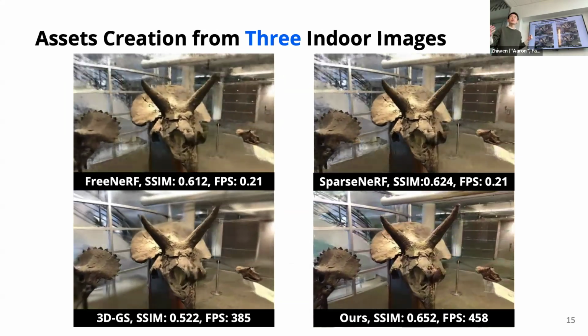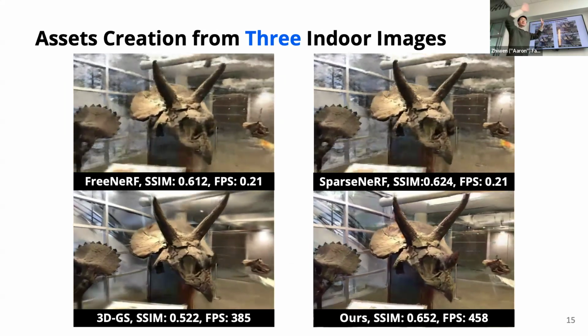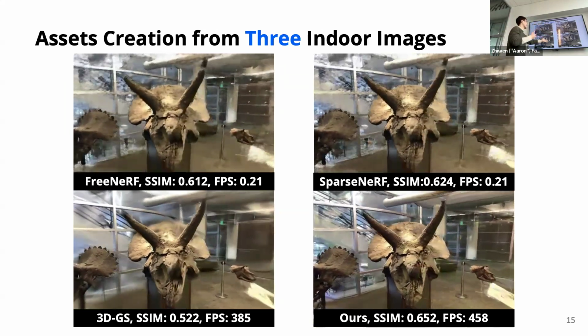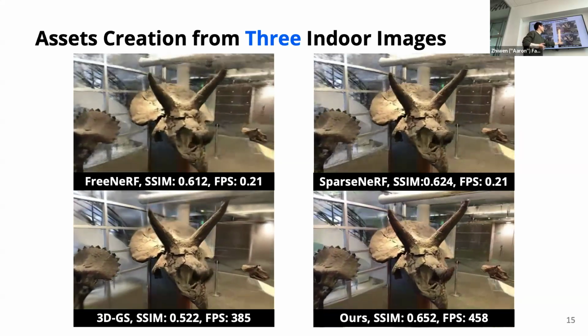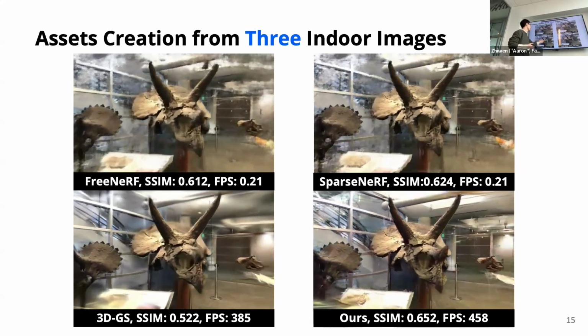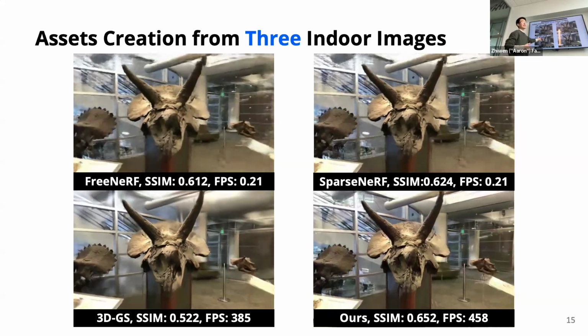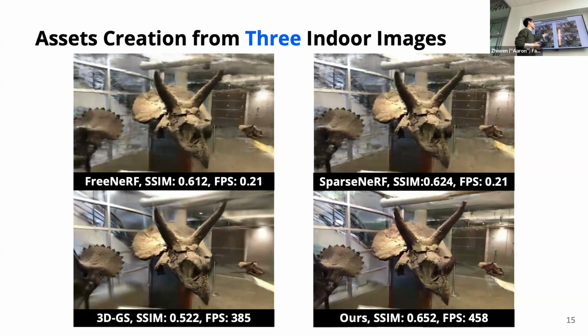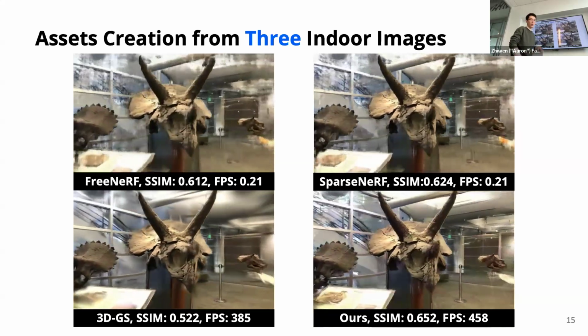This is the indoor case. We just use 3 images and we build a 3D environment. We interpret this video to show with you guys. And you can see with the 3 images, our method performs significantly better compared with the 3DGS, where you can see some artifacts, right? And compared with the NeRF-based method, they are quite slow and their performance is way lower.